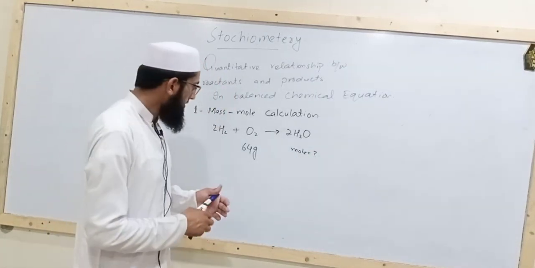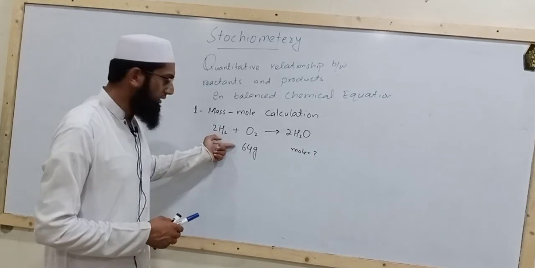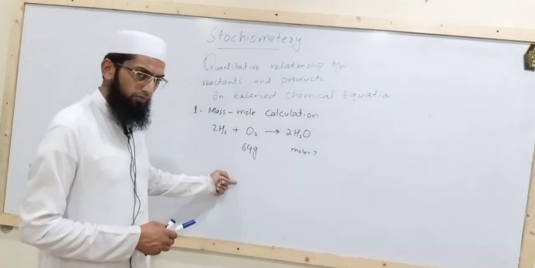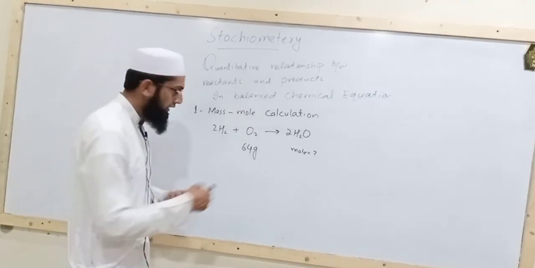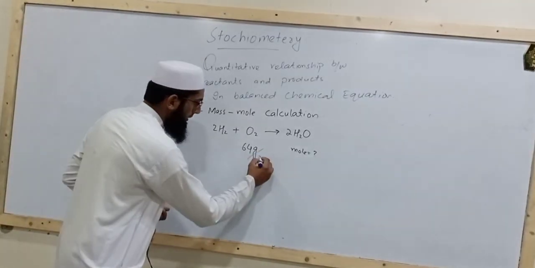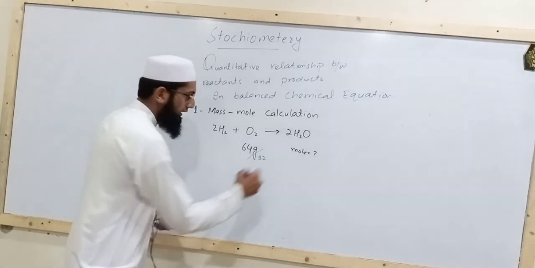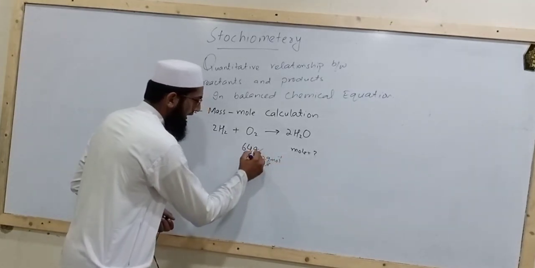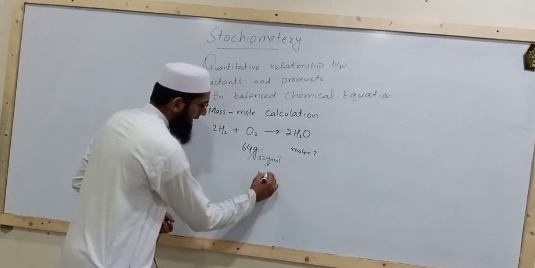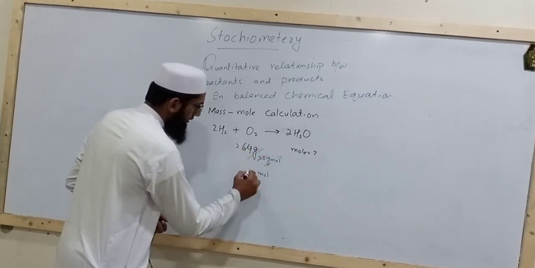Okay. So first we have to convert this given mass into the moles. We know that oxygen has molar mass 32. So given mass divided by molar mass, 32 gram per mole. Gram will be cancelled, per mole will become the mole, and 1 times 2. So it will be 2 mole.